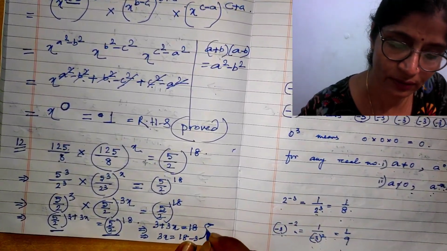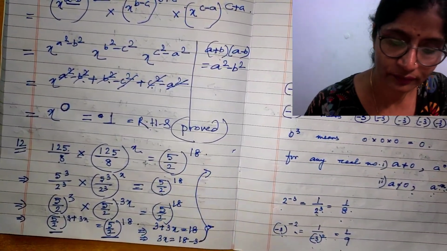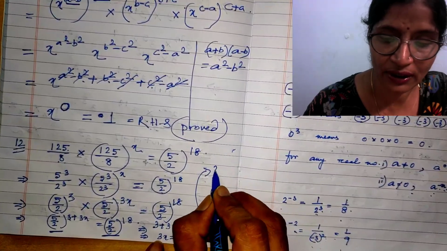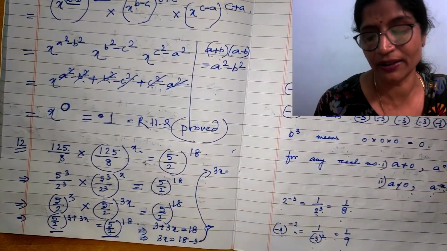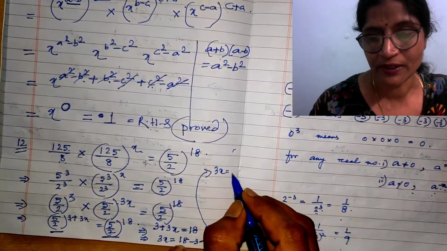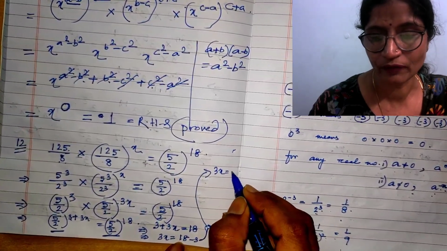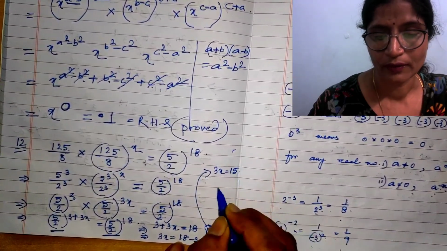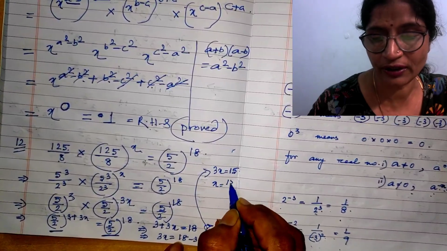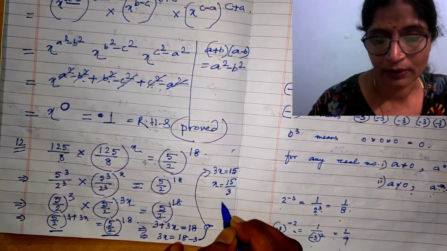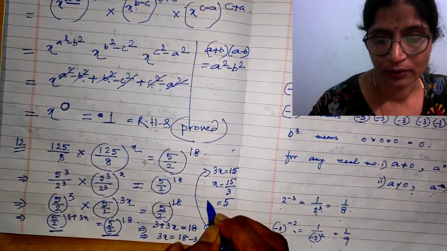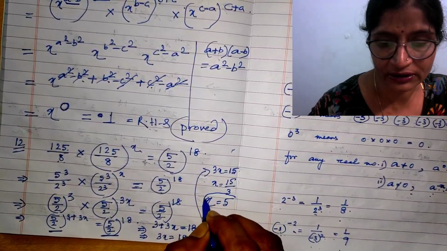I am writing here. So 3x is equal to what? 18 minus 3, that is equal to 15. So x is equal to what? 15 divided by 3, that is 5. It means the value of x is 5.